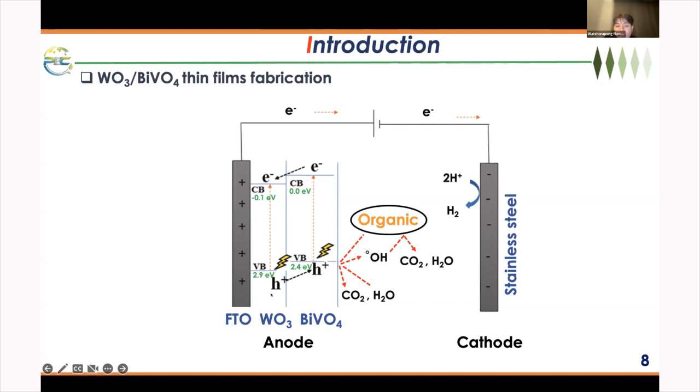At the same time, the holes generated at the valence band of both semiconductors are separated and transferred from the valence band of the tungsten oxide layer to the valence band of the bismuth vanadate layer. It causes many holes at the surface. So the many holes at the surface can oxidize water into hydroxyl radicals. And then the hydroxyl radicals oxidize organic compounds, converting them to carbon dioxide and water.